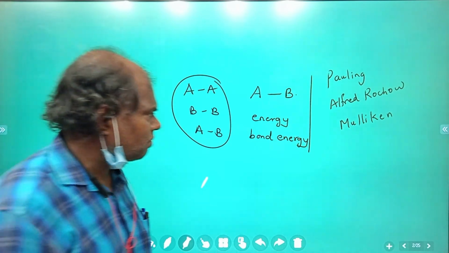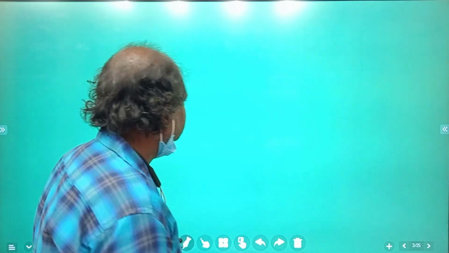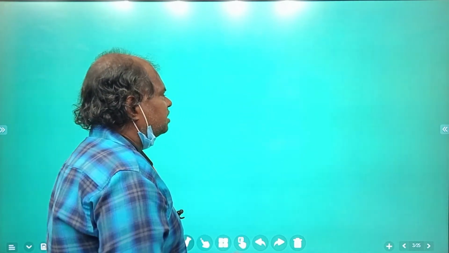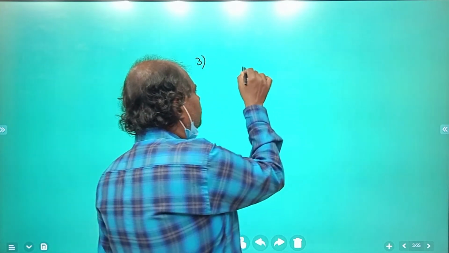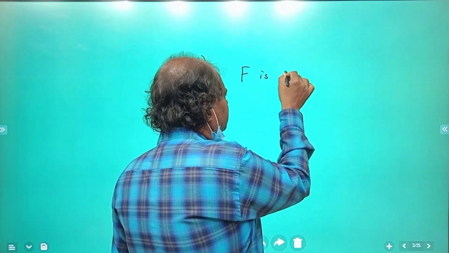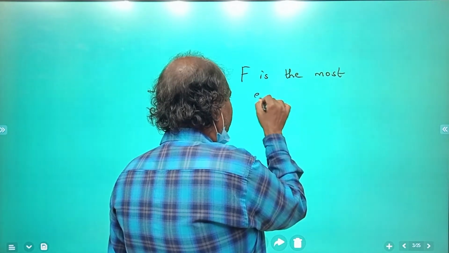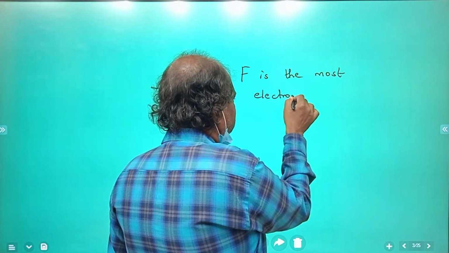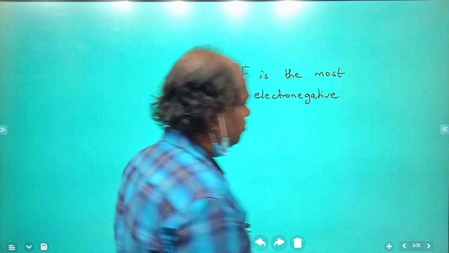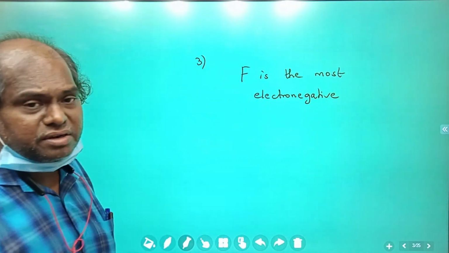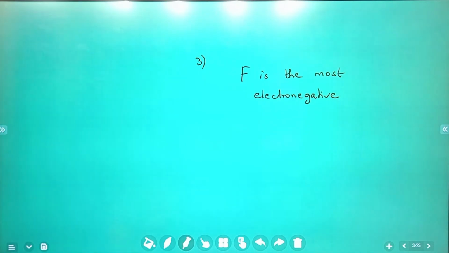Okay, fine. Clear? The third thing is fluorine is the most electronegative element in the whole periodic table. The most electronegative. Please remember this, very, very important. Most electronegative in the entire periodic table. Okay, fine. Now, one minute, students.